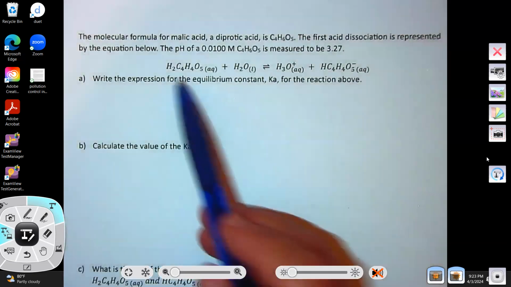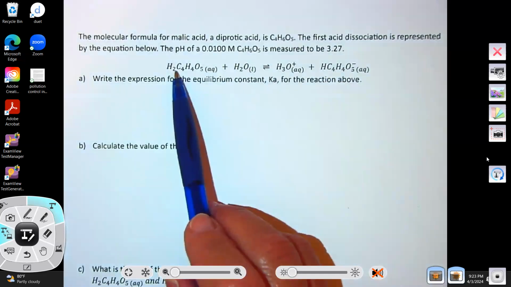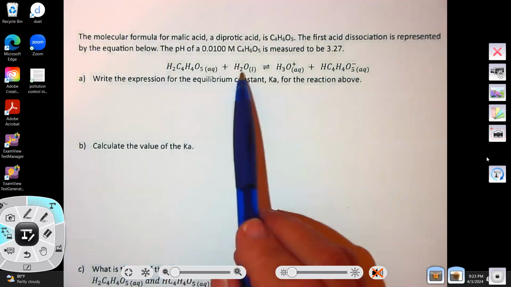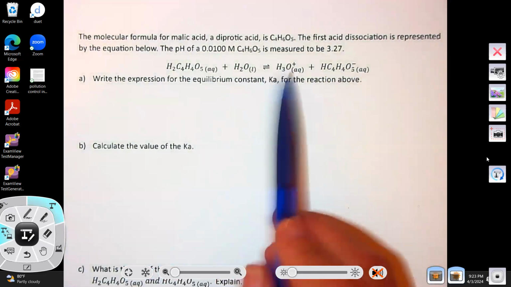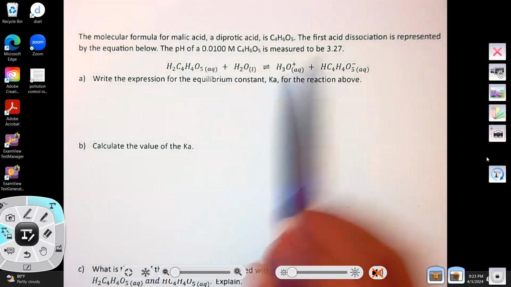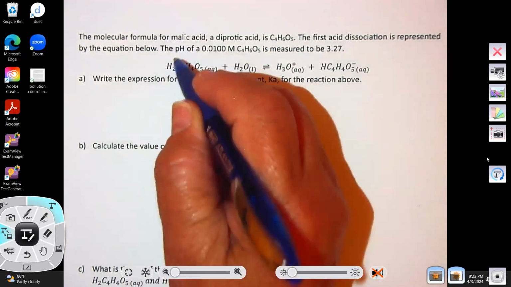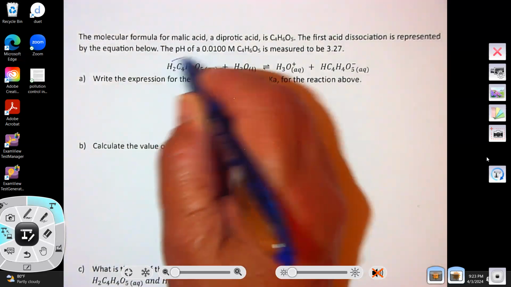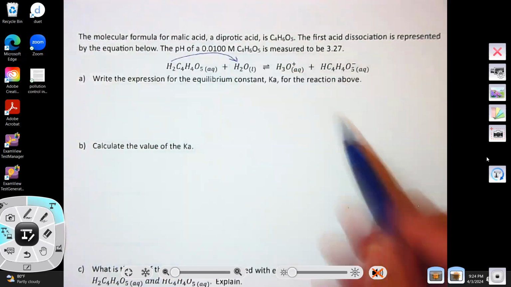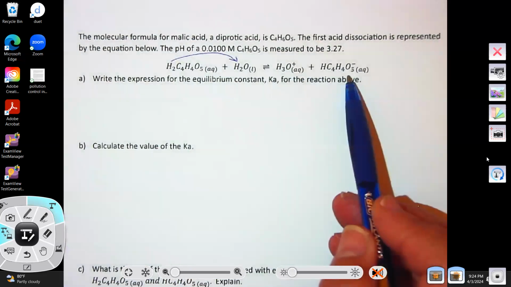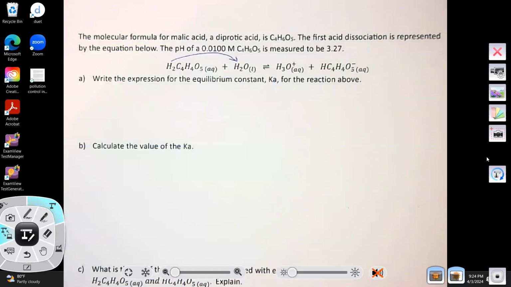This is the equilibrium reaction of the diprotic acid. So you have two hydrogens that are acidic plus water forming, this is the first dissociation. The first dissociation is the loss of one hydrogen. So the acid is going to donate one of the hydrogens to water. It's going to form the hydronium ion, and then it's going to form the conjugate base of malic acid.